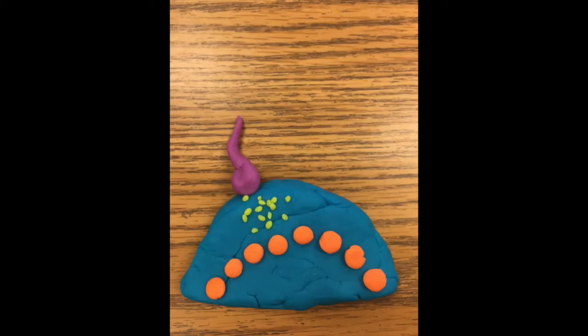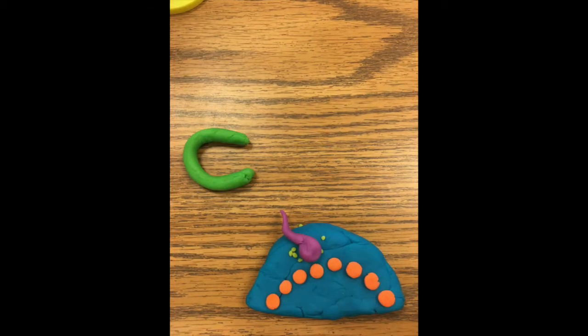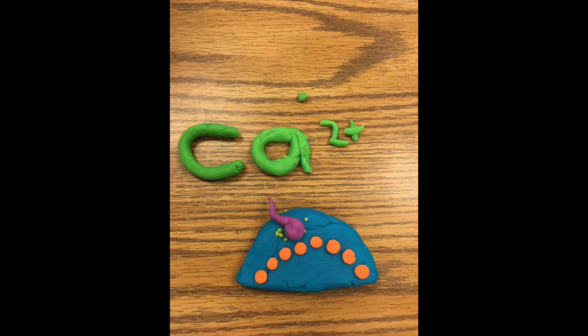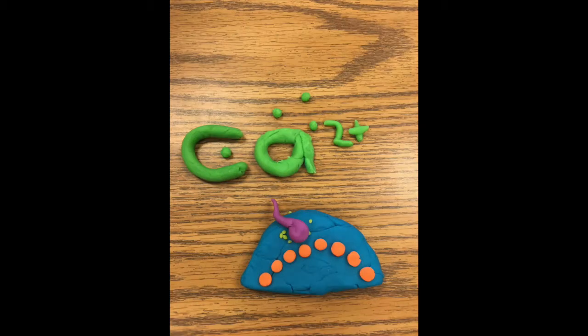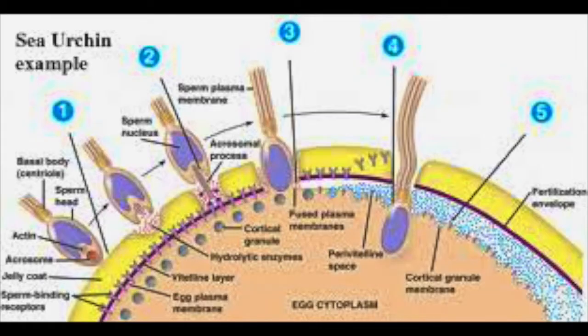The cortical reaction also occurs, which is when there is a rise in calcium that stimulates cortical granules to release their contents outside the egg. This causes the formation of a fertilization envelope that functions as a slow block to polyspermy.